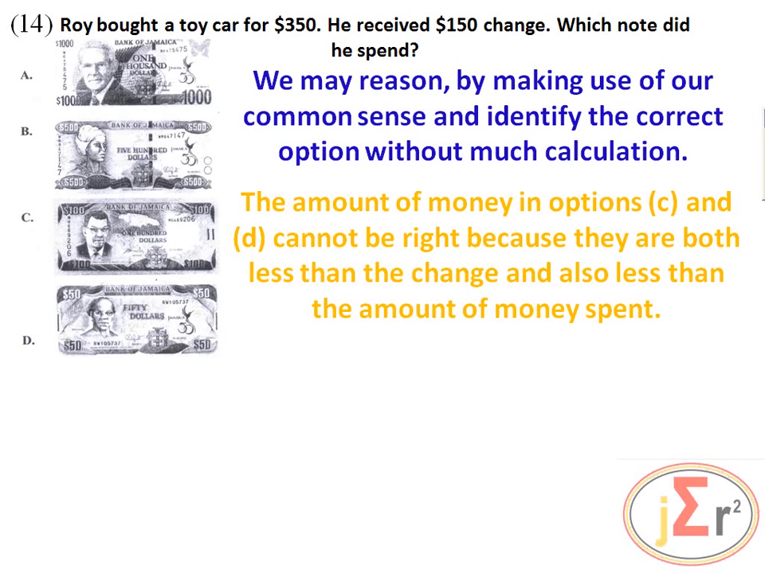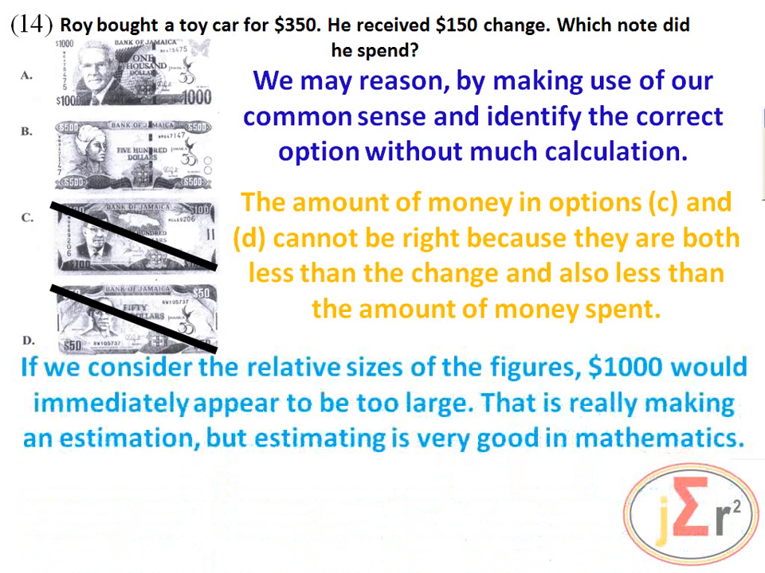So we got a change of $150. Can it be that we spent $100? No. You cannot spend $100 and get a change of $150. That's just not practical. It's not possible. And the same applies to option D. Those values are less than the amount of money spent and less than the price of the article that we purchased. Those cannot possibly be the correct answer.